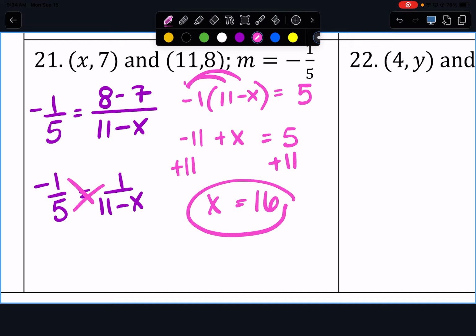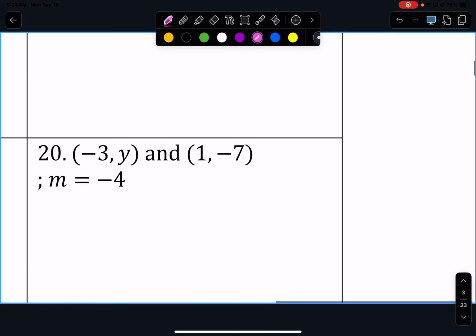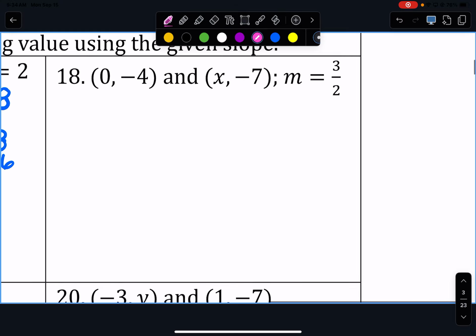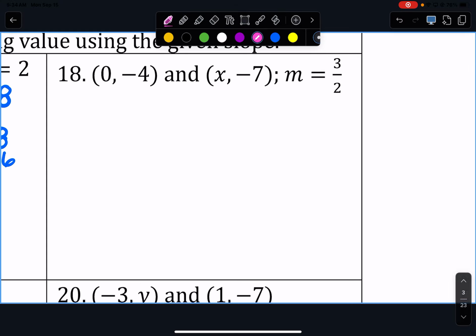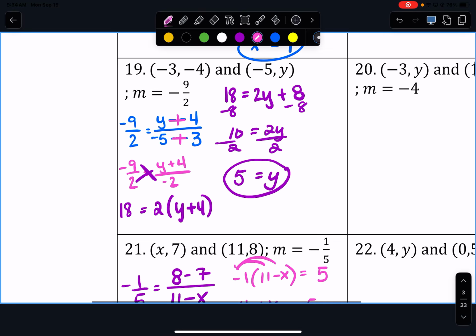Yes. What was the answer to that? 16? Or 19 is 5.